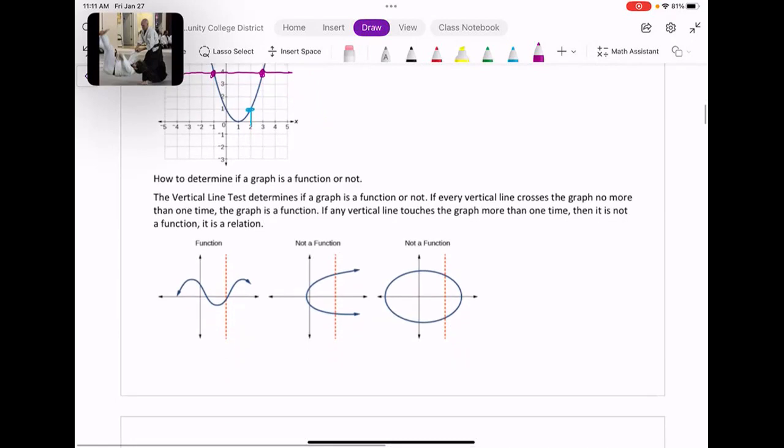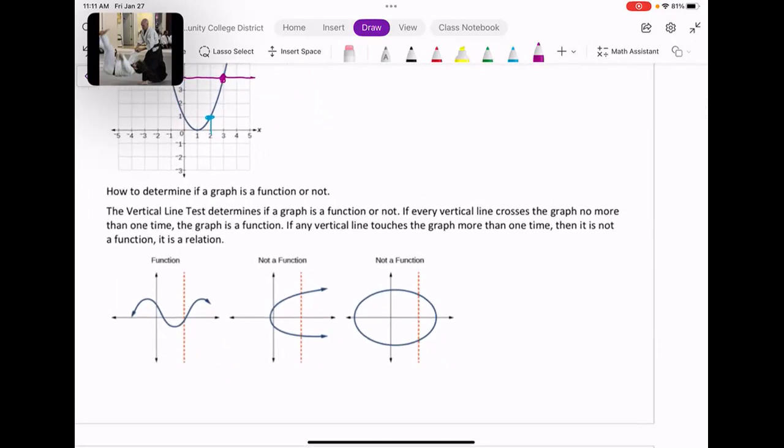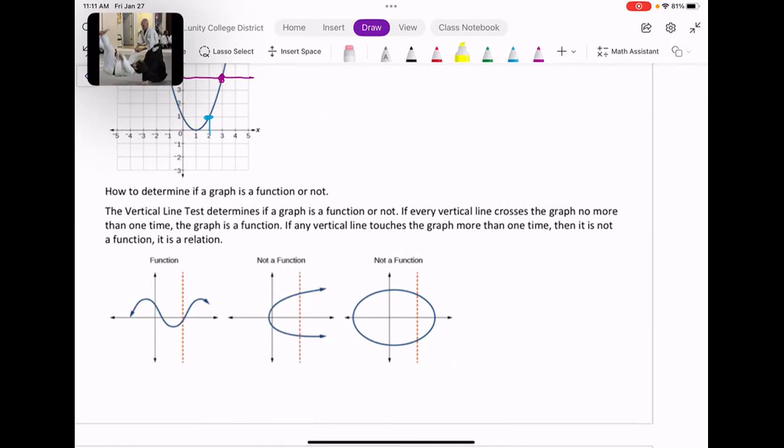Now, how do we determine if a graph is a function or not? Well, we're going to use something called the vertical line test. And the vertical line test basically says that every vertical line that crosses the graph should only cross it no more than one time. If it crosses it more than once, it's not a function.